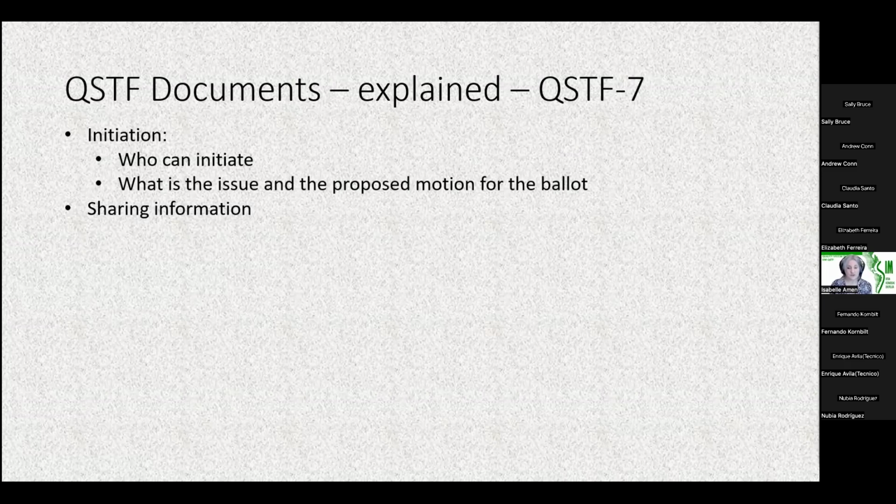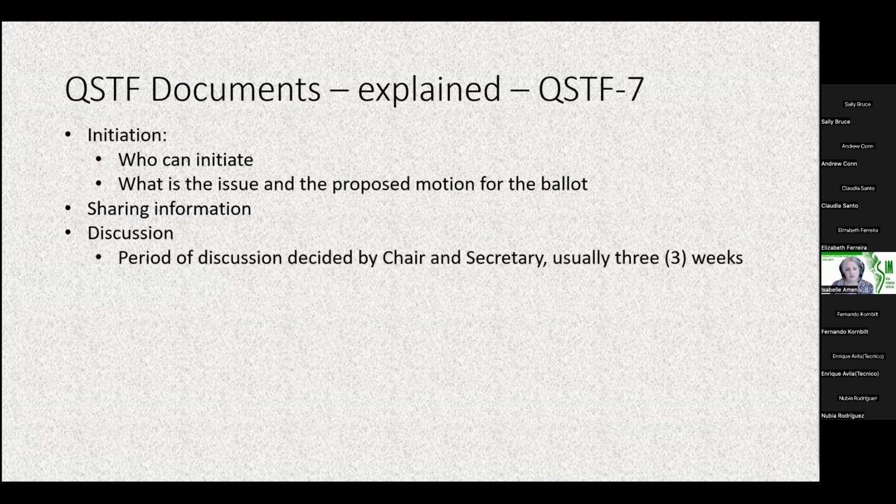So if it's, for example, an update to a documentation, the document will usually be shared by email, but it could also be placed on the SIM SharePoint or other means. Then there is, if needed, a discussion period. That period of discussion is decided by the chair and secretary, usually 3 weeks, to give QSTF delegates time to look at this documentation, or the motion being addressed to them, to ask questions and discuss.